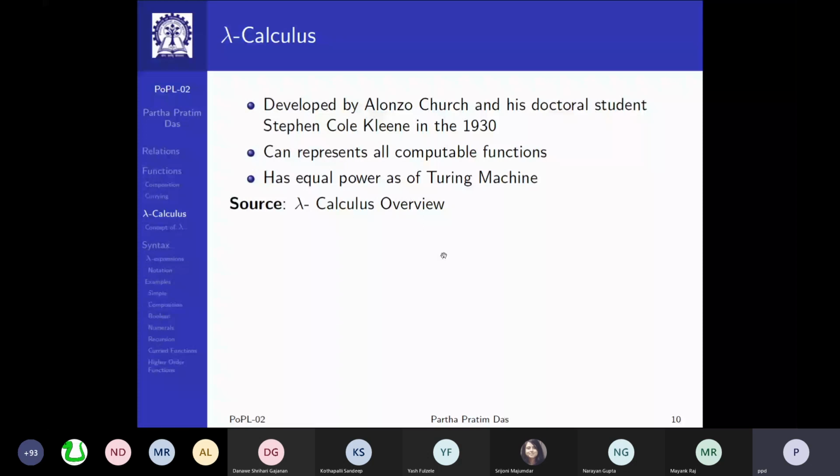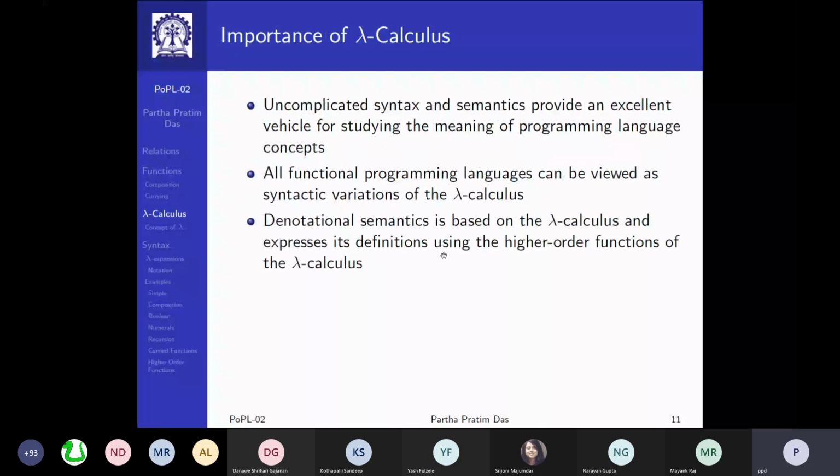Okay. So having said that, lambda calculus is important because it has an uncomplicated syntax and semantics and provides an excellent vehicle for studying the meaning of programming languages. All functional programming languages can be viewed just as syntactic variants of lambda calculus, and we'll see how denotational semantics can be used for programming languages from other paradigms as well. And we will repeatedly use the higher order functions of lambda calculus.